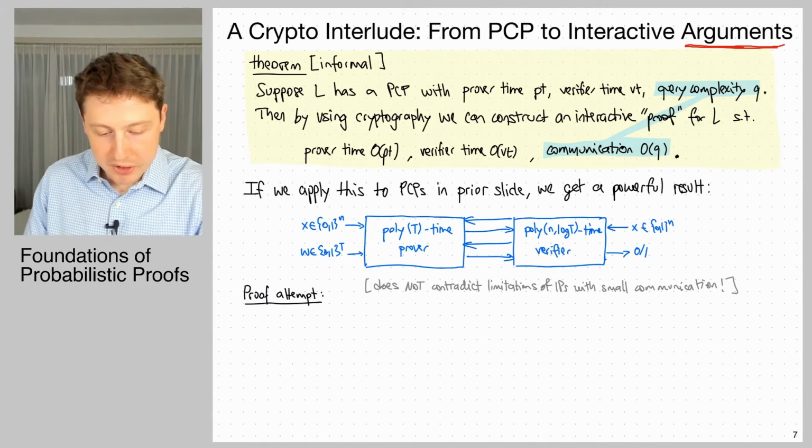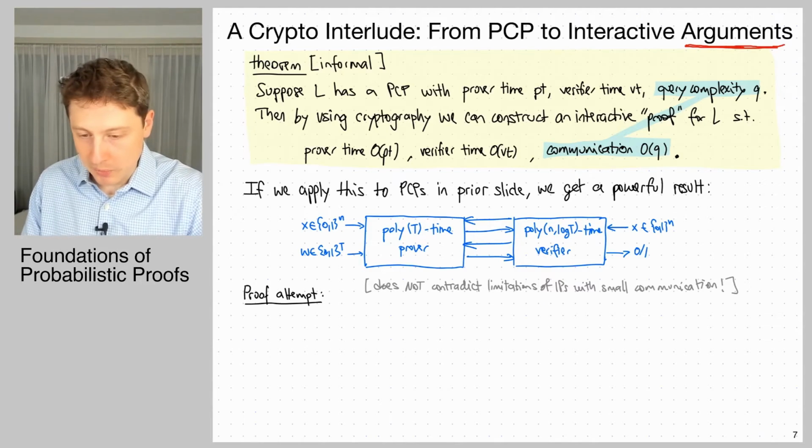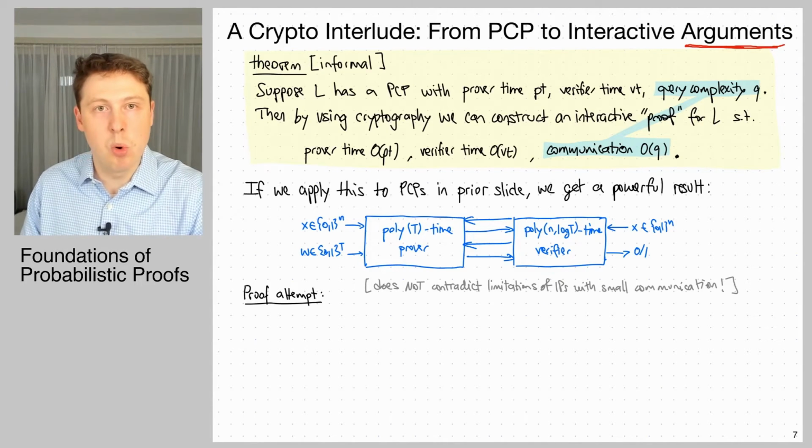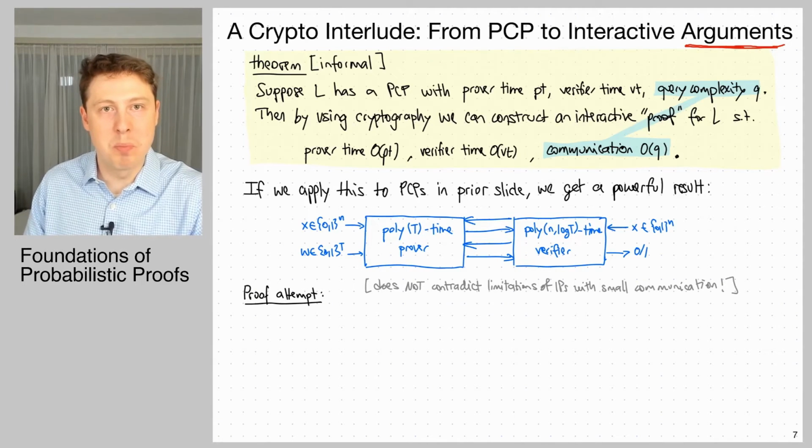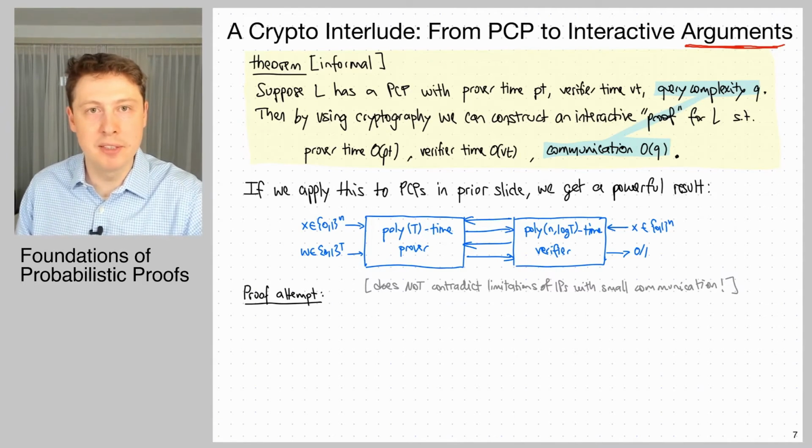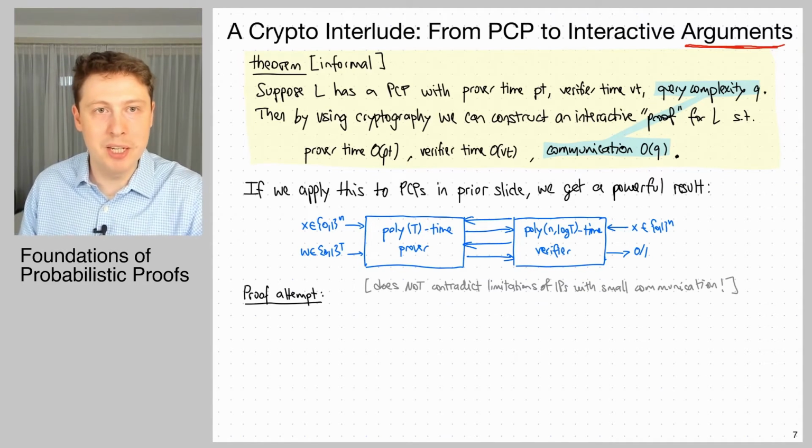All right, so let's first do a simple proof attempt. At a very high level, we want to turn queries into communication. We want to not have the prover send the big, long, bulky PCP over the wire.